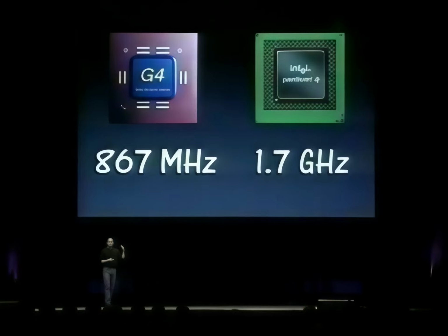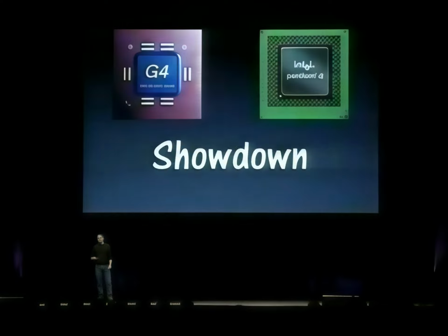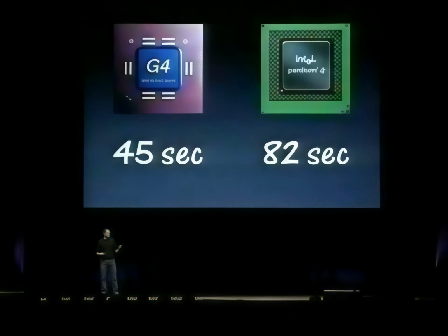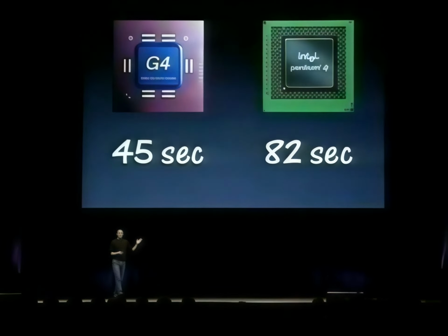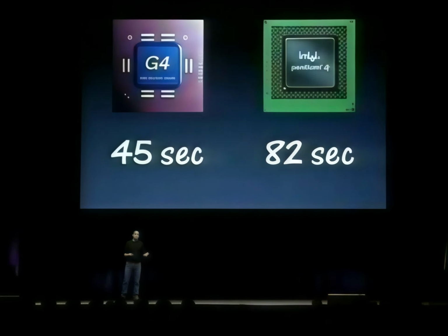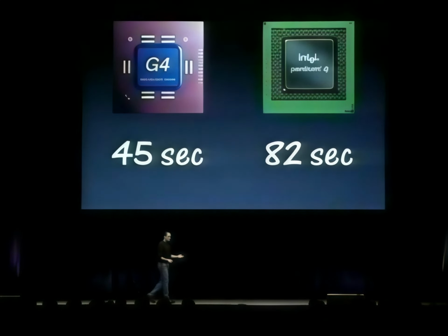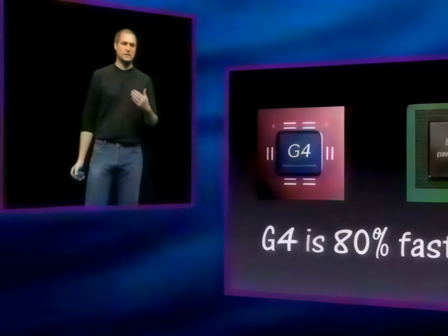In our showdown, we've got an 867 megahertz G4 against a 1.7 gigahertz Pentium 4. In the showdown, the G4 completed the task in 45 seconds. The Pentium 4 took 82 seconds for the same exact task. That means the G4 at this task is 80% faster than a 1.7 gigahertz Pentium.